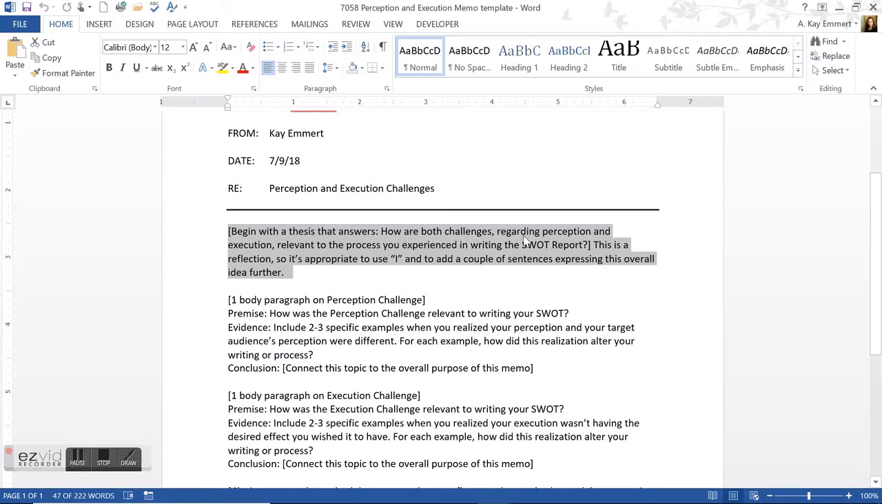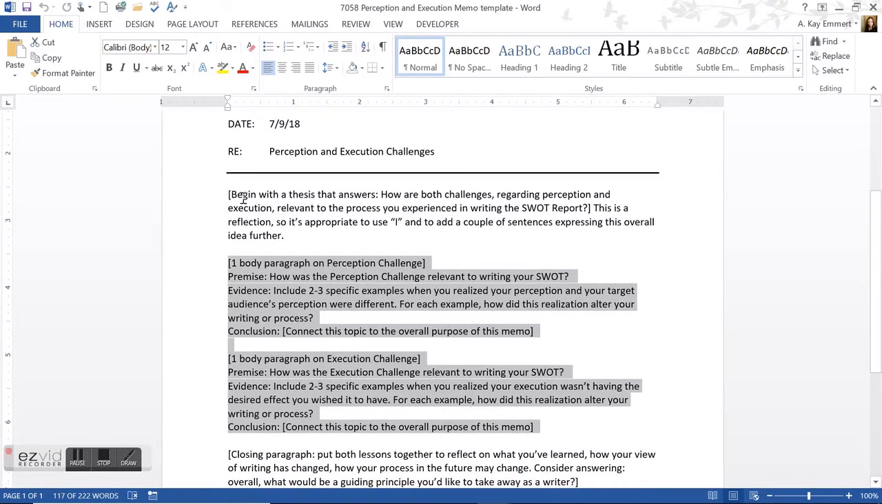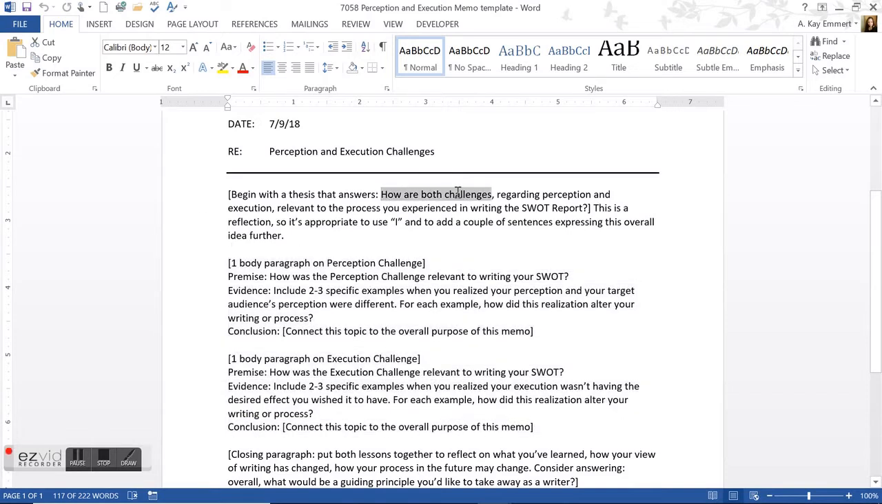Okay, so in your opening, you can do this in one sentence. You could simply have your thesis. How are both challenges regarding perception and execution relevant to the process you experienced in writing the SWOT report? So a thesis is just like answering a question that encompasses all of your content. Now, I would highly recommend drafting this last because it's a lot easier to introduce content that exists that you've already written than it is to introduce content that doesn't exist yet, that you haven't written yet. But basically what a thesis does is puts all of the content together and introduces the overall idea.